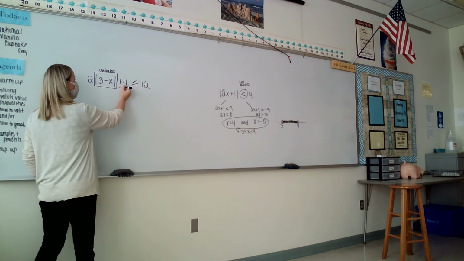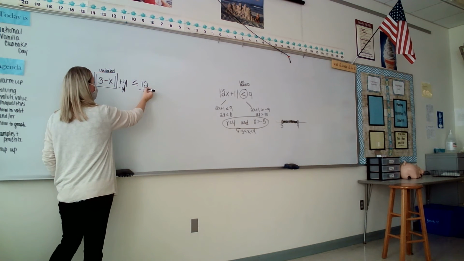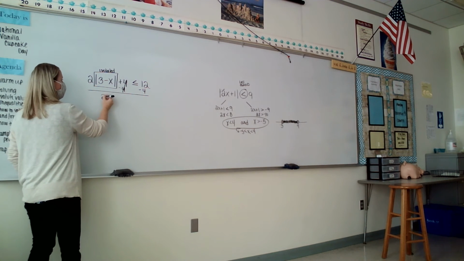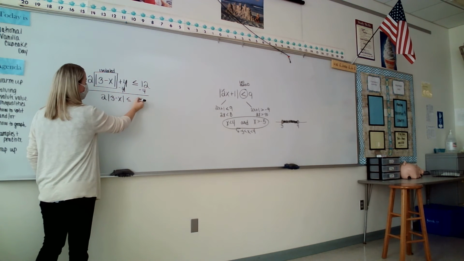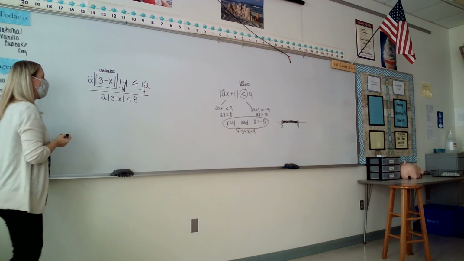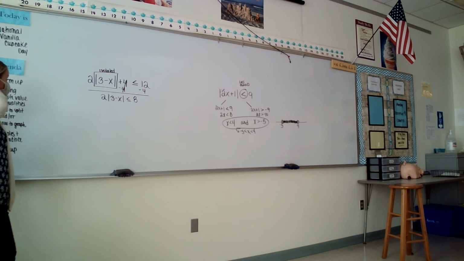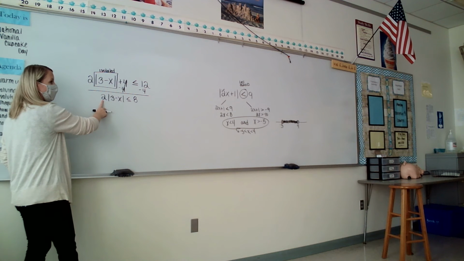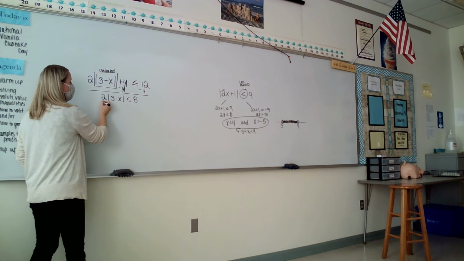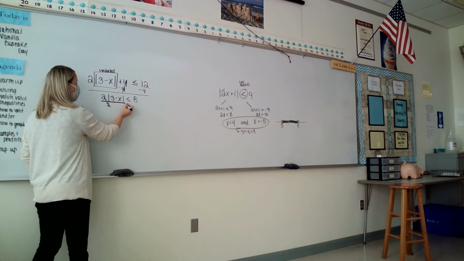So first thing I'm going to do is subtract 4. Let's get rid of the constant. What's that going to be? 8. I still need to isolate it, so that one step was great, but I still have that 2 in front. Remember, we do not distribute into absolute values. We are going to divide both sides by 2.